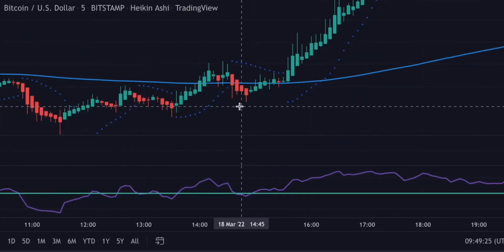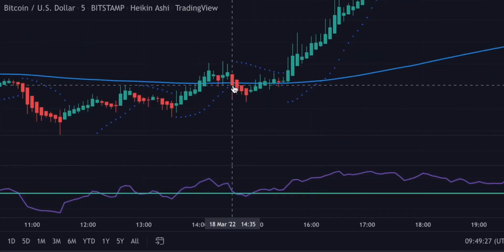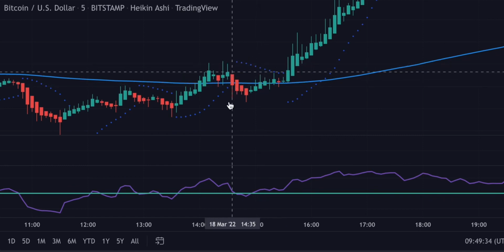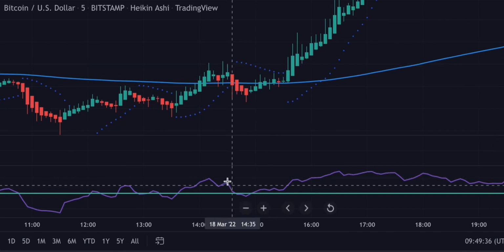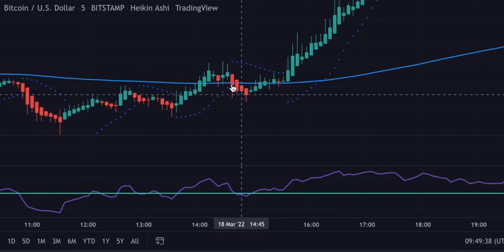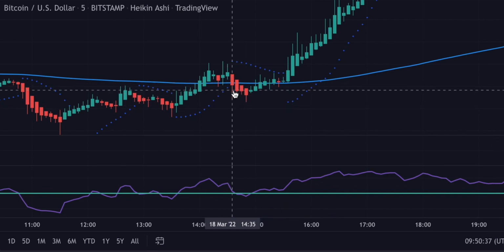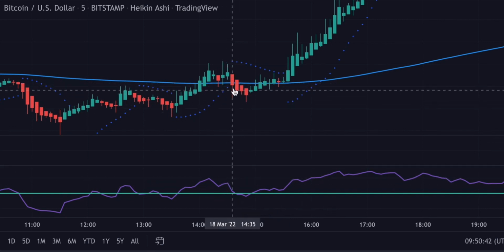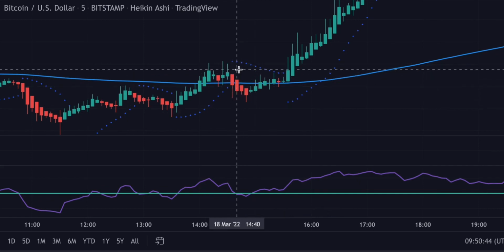Another example for a short trade would be right here. We see the price just crossed and closed below the EMA, and we have a signal from our parabolic SAR indicator to go short, but we do not have a confirmation from our RSI, so we would not take this trade. So you see how important it is to have an indicator like RSI. This way we can eliminate losses and make even more profits.